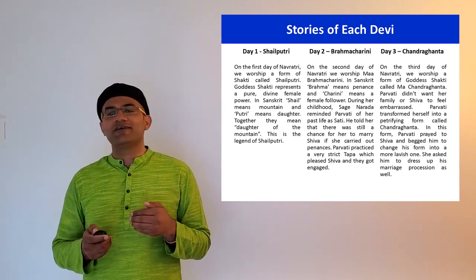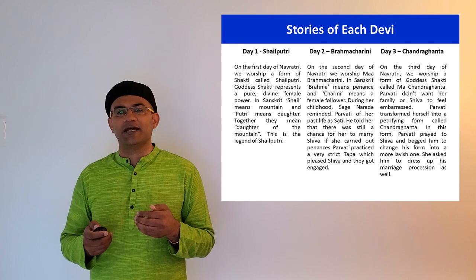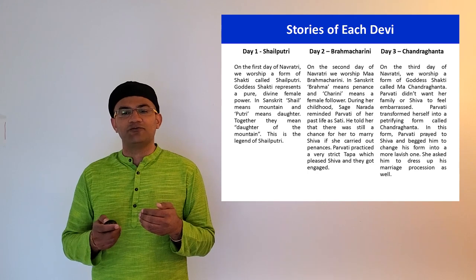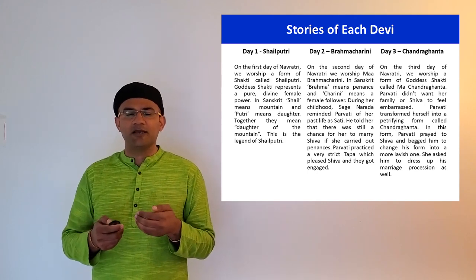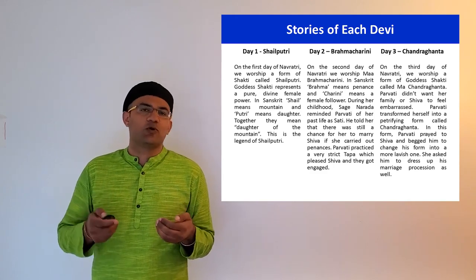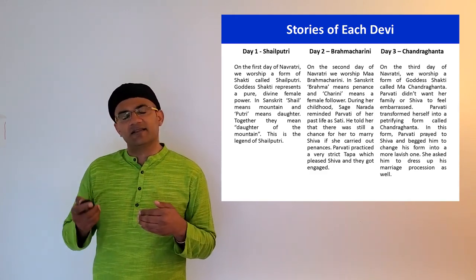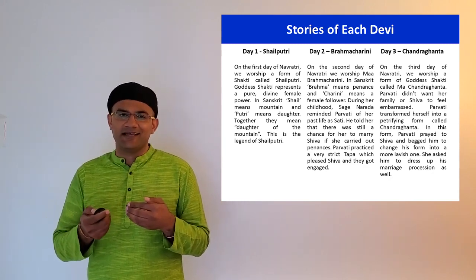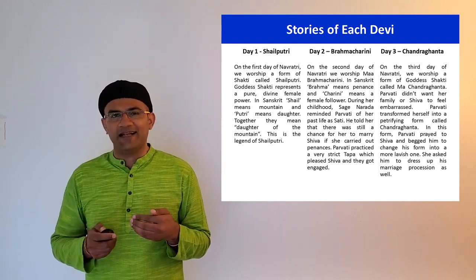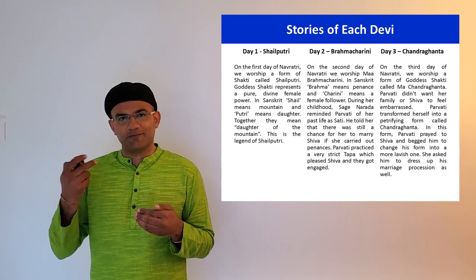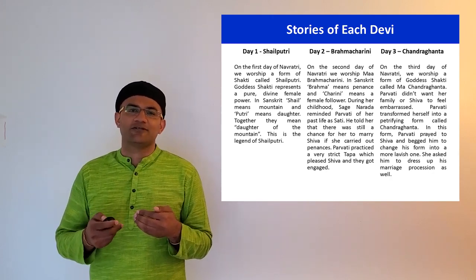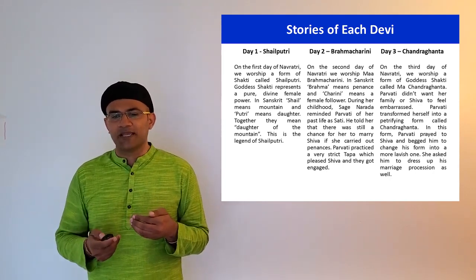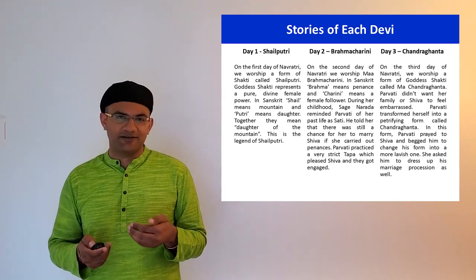Chandraghanta. On the third day of Navaratri, we worship a form of goddess Shakti called Chandraghanta. Parvati didn't want her family or Shiva to feel embarrassed. So Parvati transformed herself into a petrifying form called Chandraghanta. That's one legend. Another legend says that Shiva has a half crescent moon, and he donated that to Parvati. Because she got this half crescent moon on her, it's called Chandra, and then Ghanta was attached to that and became Chandraghanta, the name for the goddess. This is the legend for the third day.